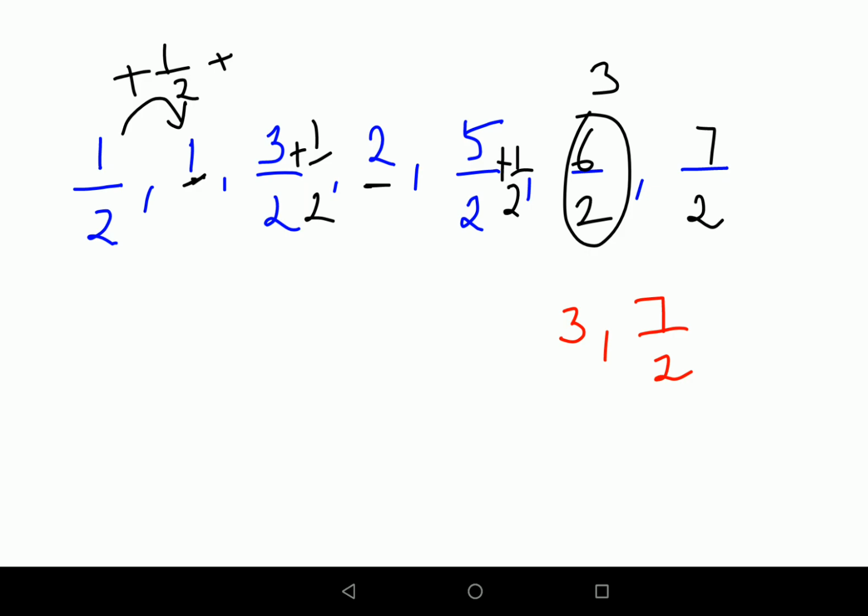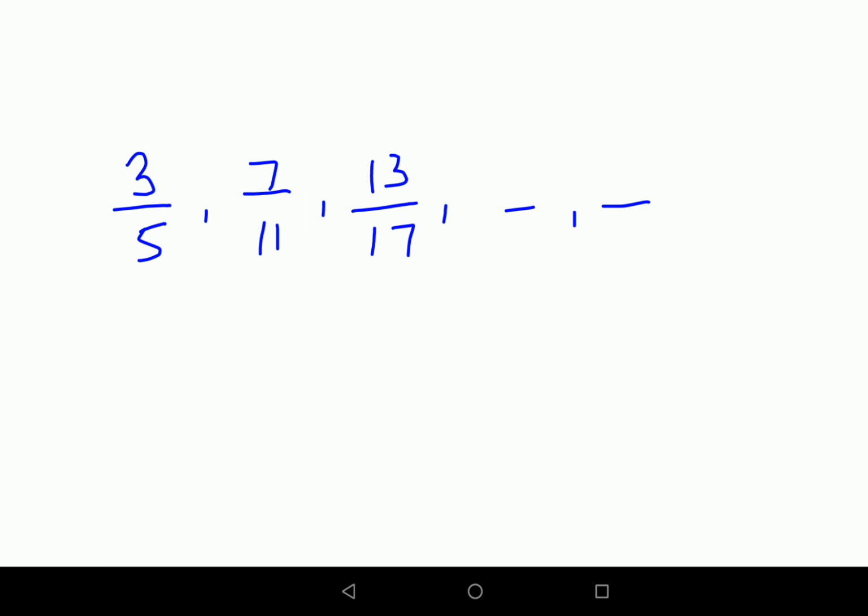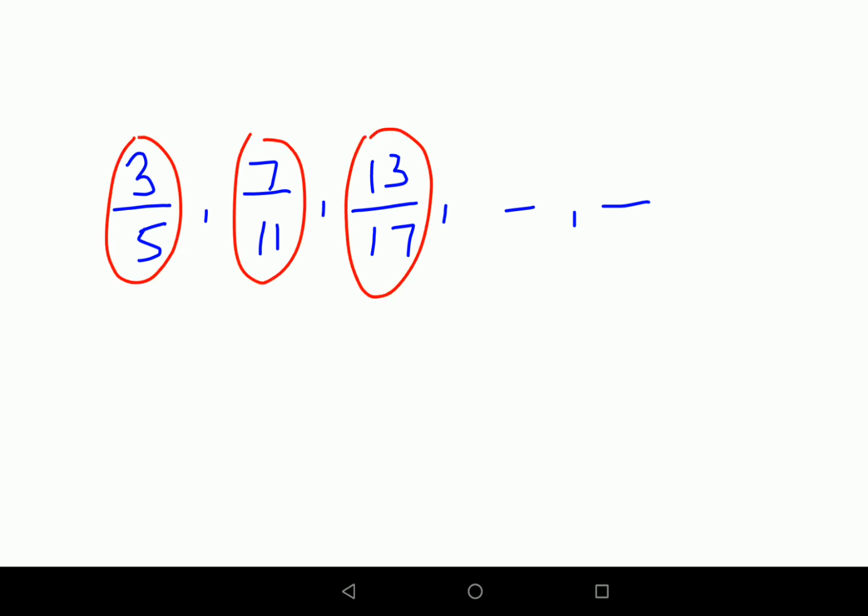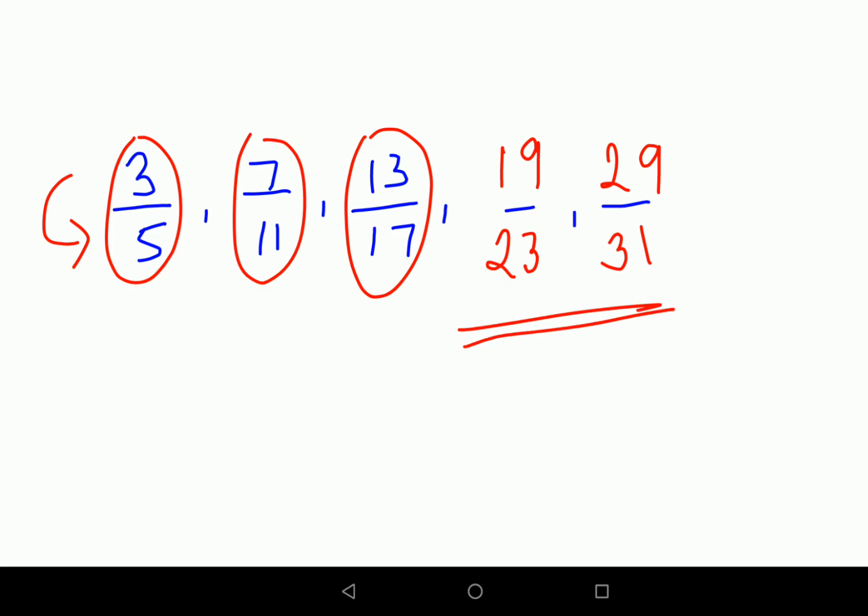Now let's look at one more of these kinds. So here if you look closely, we have 3, 5, 7, 11, 13, 17. Now there is no connection between all of them. If you look closely, all of these are prime numbers, and they are consecutive prime numbers. The prime number which comes after 3 is 5. The prime number which comes after 7 is 11. After 13 it is 17, and after 17 you get 19, and after 19 the prime number which comes is 23. After 23 the prime number which comes is 29, and after 29 the prime number which comes is 31. This was very interesting.